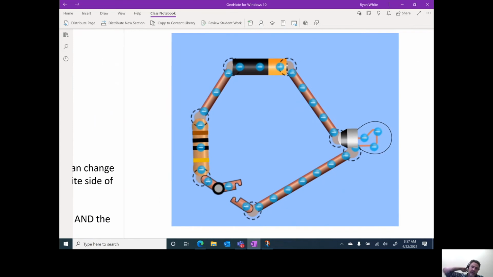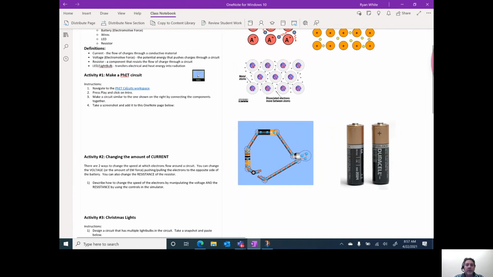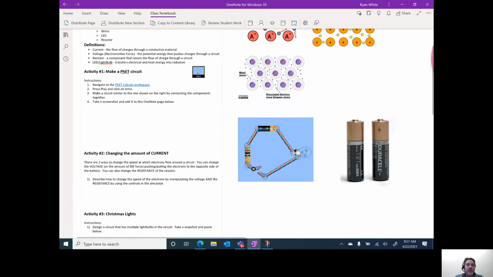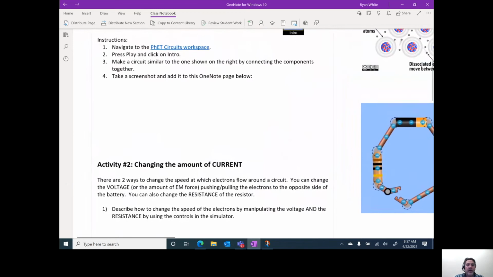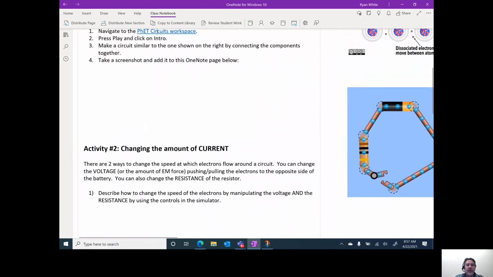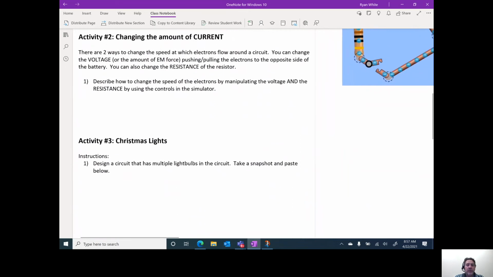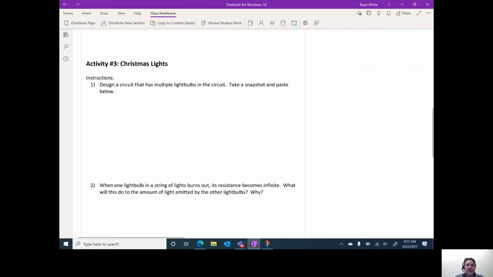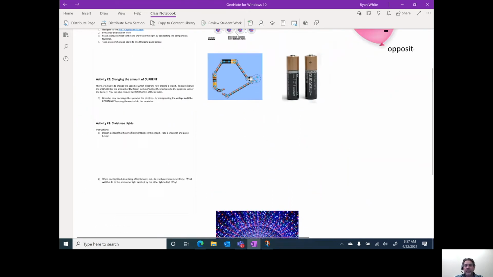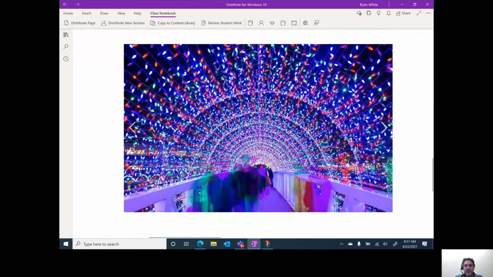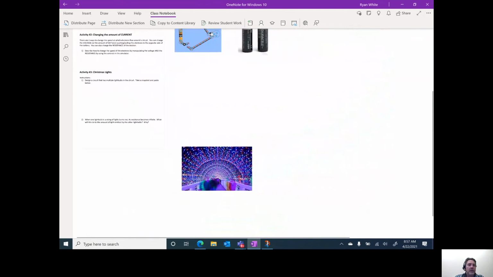If you put all of these in, this thing down here is called a switch. Switches are handy when you want to stop or start the flow of electrons going around your circuit. Go ahead and play with that, and then I want you to do these 3 activities. Make a circuit, take a screenshot, tell me how you can change how fast those electrons are flowing through, and then make a circuit that simulates Christmas lights. There's my Christmas lights there. Beautiful. All right, good luck.